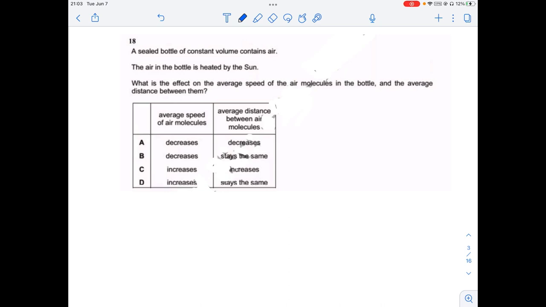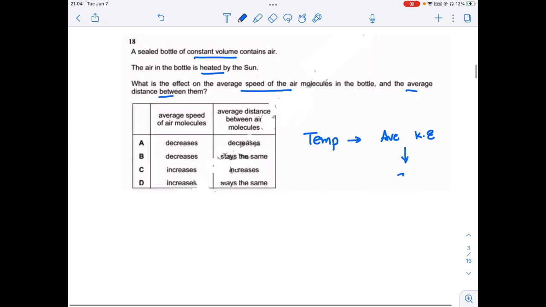Coming to question number 18: a sealed bottle of constant volume. The volume is going to be constant. It contains air, and the air in the bottle is heated. What is the effect on the average speed of the molecules and the average distance between them? Heated means nothing but temperature. We know that the definition of temperature is the average kinetic energy of the molecules. Average kinetic energy means speed. So as you increase the temperature, the average speed will keep on increasing.